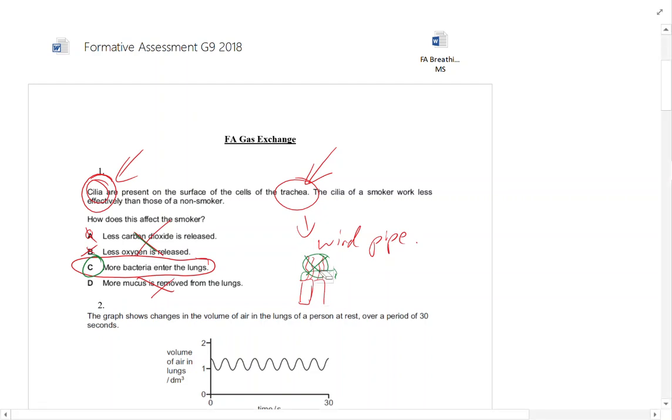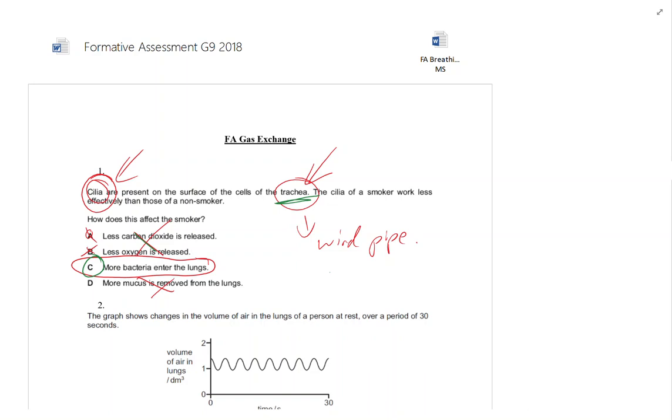And the reason for that is the question is talking about the cilia on the trachea. So if they're damaged, then bacteria are able to get all the way past the windpipe and into the lungs. If they're not damaged, some of the bacteria will get trapped within the windpipe and won't even get to the lungs at all. Of course, even with undamaged cilia in a windpipe, there will still be some bacteria which get into the lungs. However, the cilia which are effective will be able to remove them via the mucus.